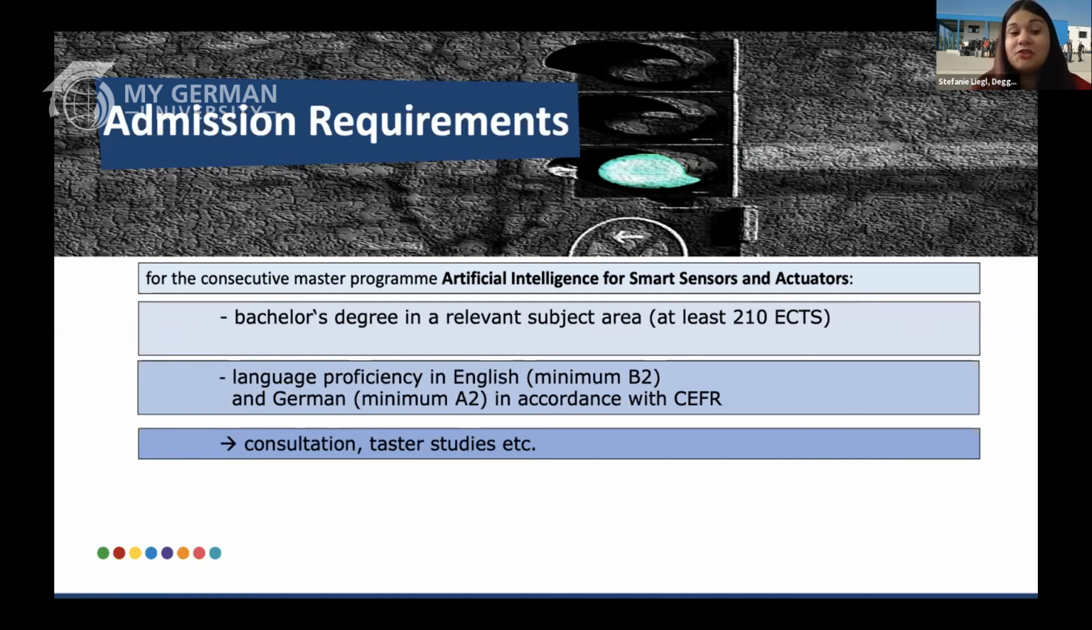You need a bachelor's degree in a relevant subject area, so computer science is fine, mechanical engineering, electrical engineering, anything related to this. And as I mentioned before, you need a German language competence of A2 in accordance with the European Framework of Languages, and a minimum of B2 in English because it's taught in English.